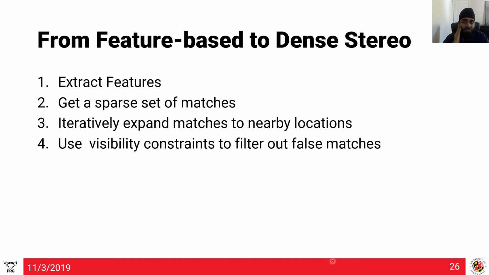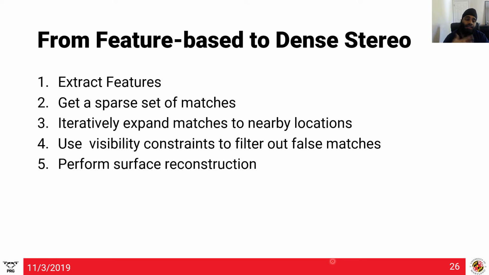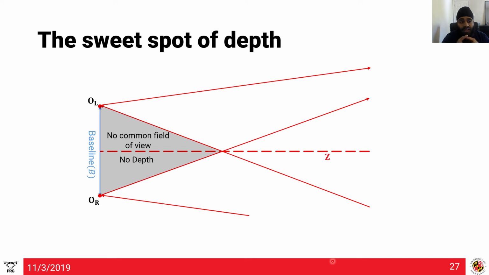And then we perform a surface construction. Okay, this is an image, this is an image, I can do triangulation. I can say, okay, this particular window corresponds to this particular window in my left and right camera. Now, if I know the rotation and translation between these two camera centers, I can say that, okay, this particular point would be at this distance apart, which is basically triangulation, right? So performing the surface reconstruction. Now, the good thing about this is that there's a sweet spot of depth.